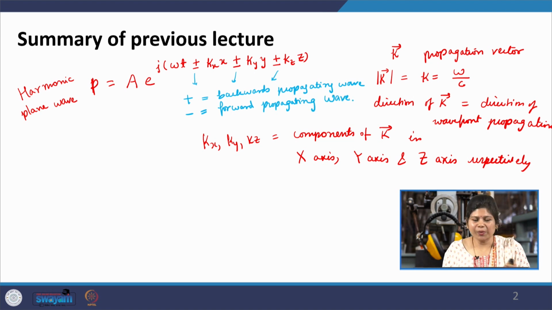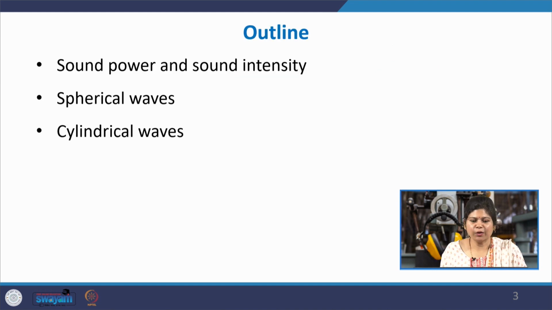With this summary, let us start our lecture 6, where we will discuss two important quantities for wave propagation, the sound intensity and the sound power. Then we will also discuss two new types of waves which are very commonly encountered in problems on mechanical systems: the spherical waves and the cylindrical waves.